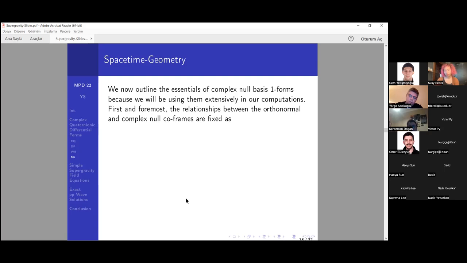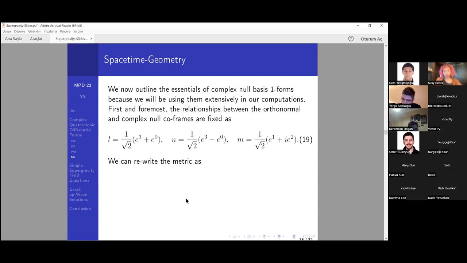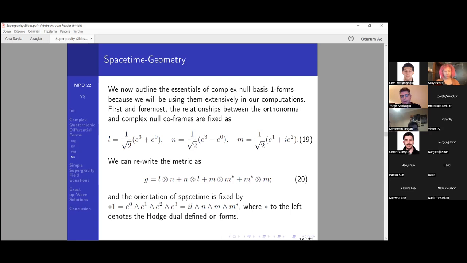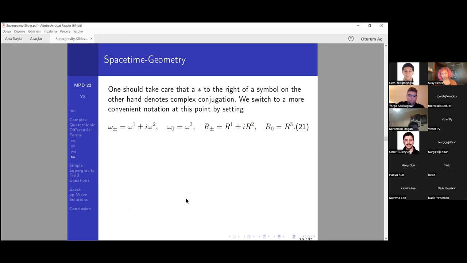Okay, first of all, the relationship between the orthonormal and complex null coframes is fixed like this, L and M, which makes me rewrite the metric as L n plus L plus m m star, where m star is the complex conjugate of m. My orientation of space-time is fixed as star one, which is my volume form, E0, E1, E2, E3. The star to the left denotes my Hodge dual defined on forms, the classical one. A star to the right of a symbol, on the other hand, denotes the complex conjugation.